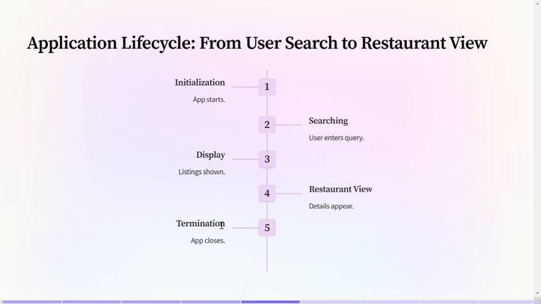Examples in Zomato. When searching for Chinese restaurants near me, Zomato follows these steps to display the relevant results dynamically.